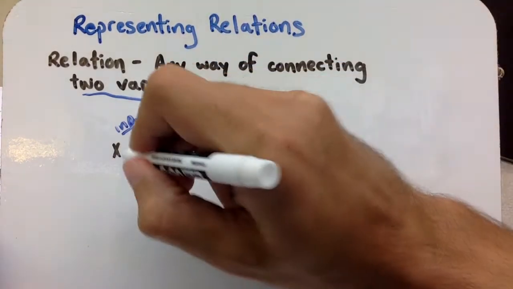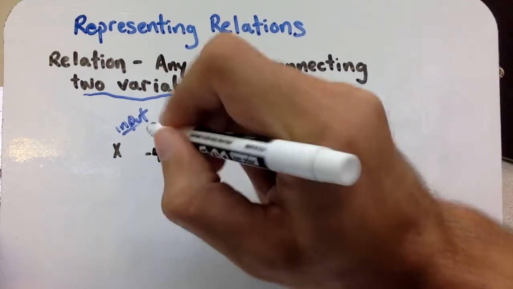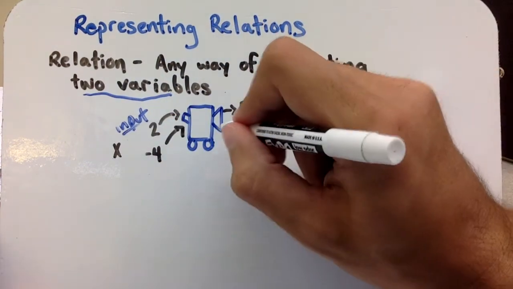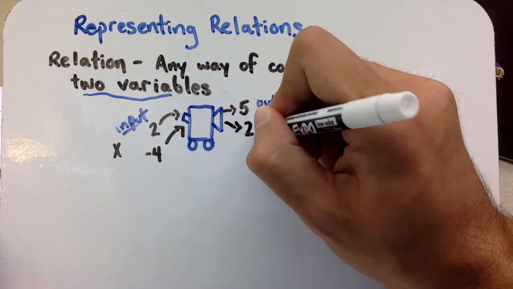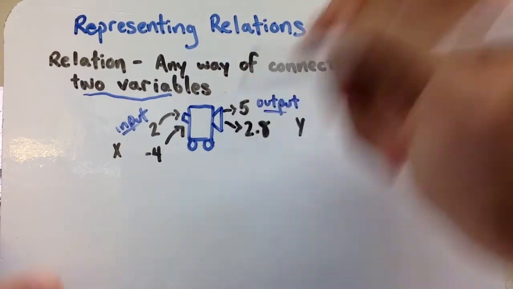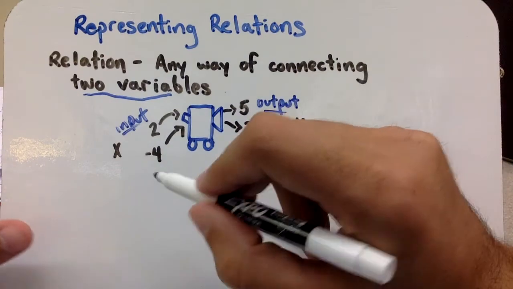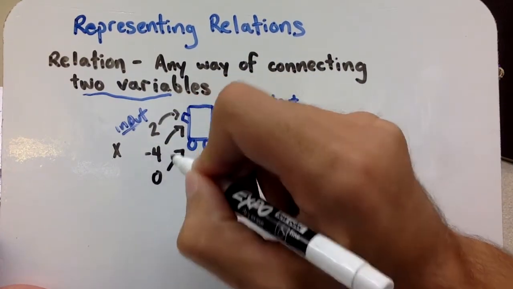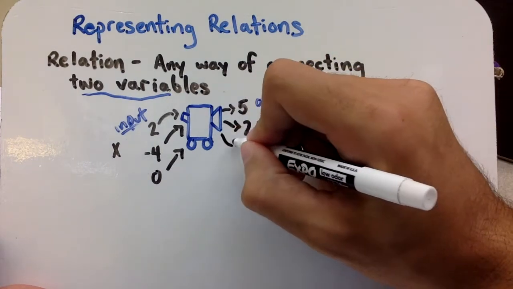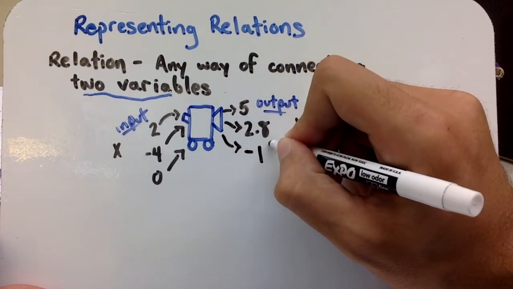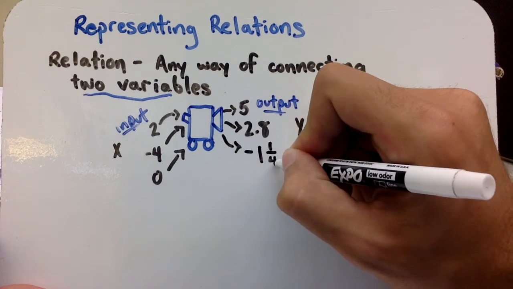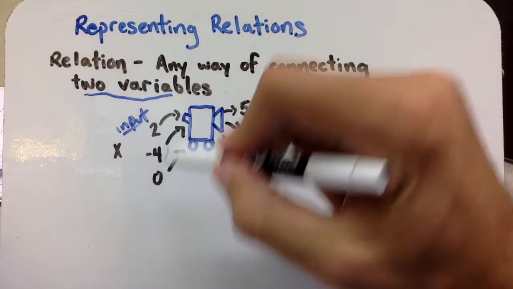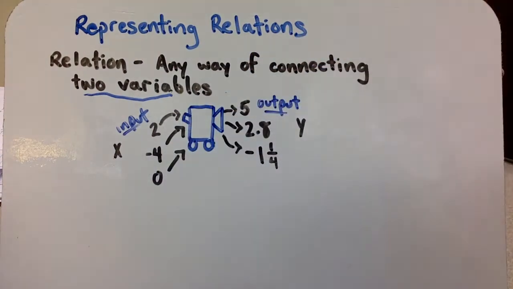And I'm going to make up a couple more points for this example right here. Let's say I plugged in a -4 to this machine, and I ended up getting out somehow a 2.8. So obviously I'm not just adding 3, and I don't even know what the rule is here. I'm just making something up. And for my last point, I'm going to plug in a 0, and I'm going to get out a -1 and 1/4. Bring a mixed number into this here. So there's some crazy rule that gets us from our x inputs to our y outputs right here, and that's called a relation.